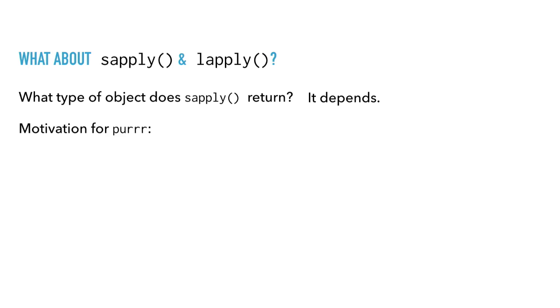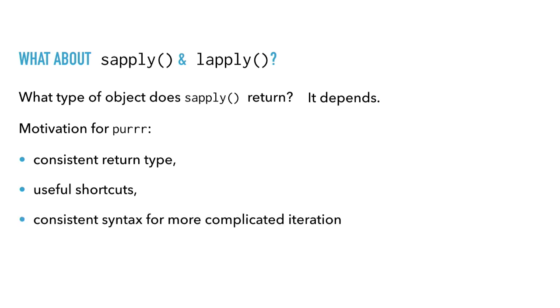I won't go into exactly those cases, but you're welcome to talk to me about it. So the motivation for purrr is first that there is that consistent return type, that you're always going to know the kind of object you get. The second is that you get these useful shortcuts. So that recipe we just saw, that way of specifying .f, saves a little bit of typing. So that's another reason to use purrr.